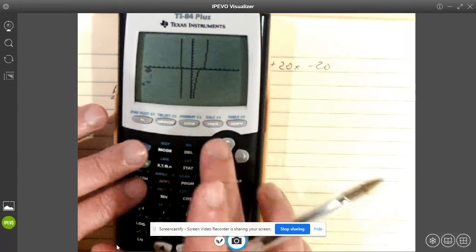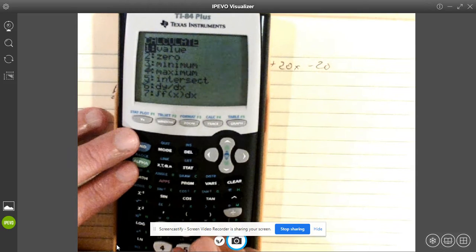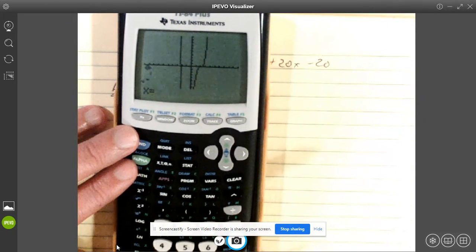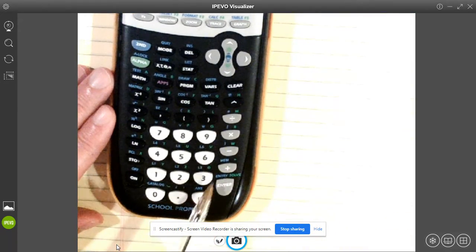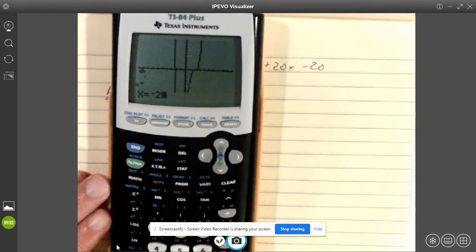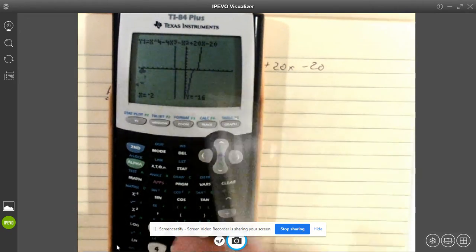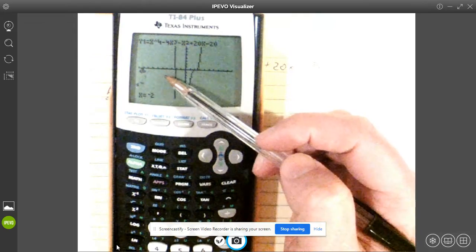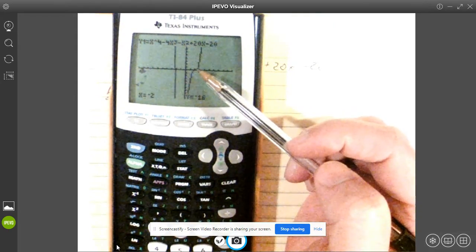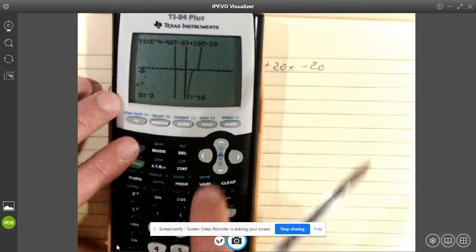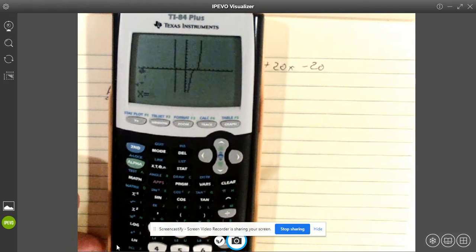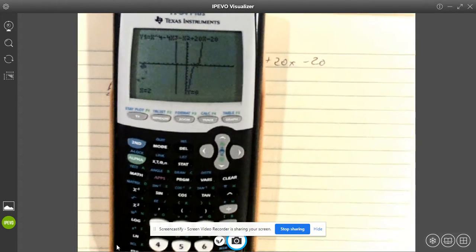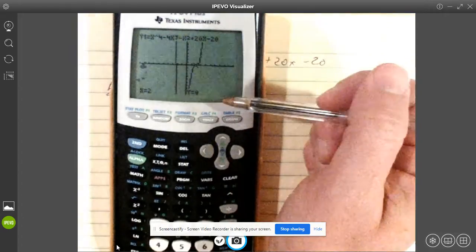So if I go to second trace or calculate, I want to calculate the value of this thing at negative 2. And make sure you use the white negative button here, not the subtraction button. So when x is negative 2, this thing is negative 16. All right, so that's not one of my zeros. Let's check positive 2 out here. So again, I go to second trace, and I want to calculate number 1. I want to calculate the value when x is 2, and when it's 2, I do get that as one of my zeros. All right, so that tells me right now we can do synthetic division.